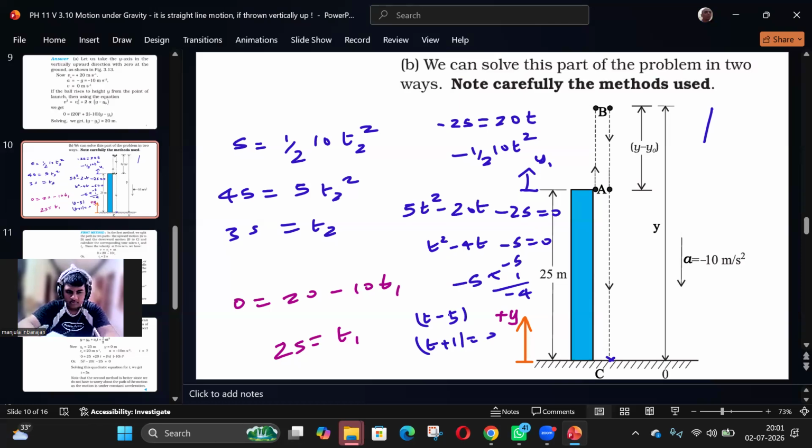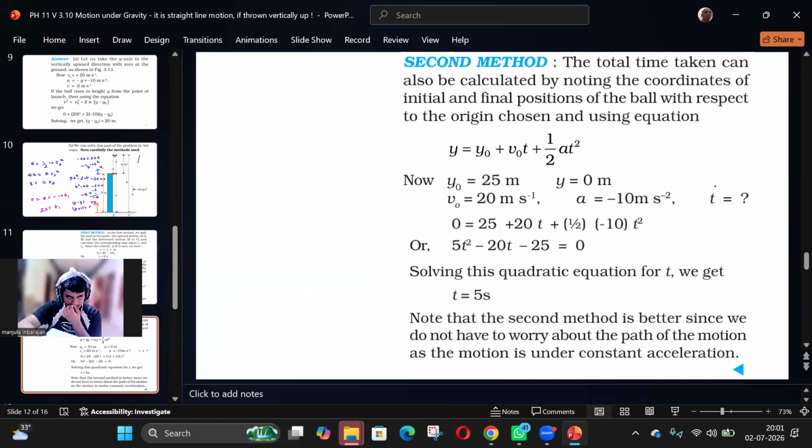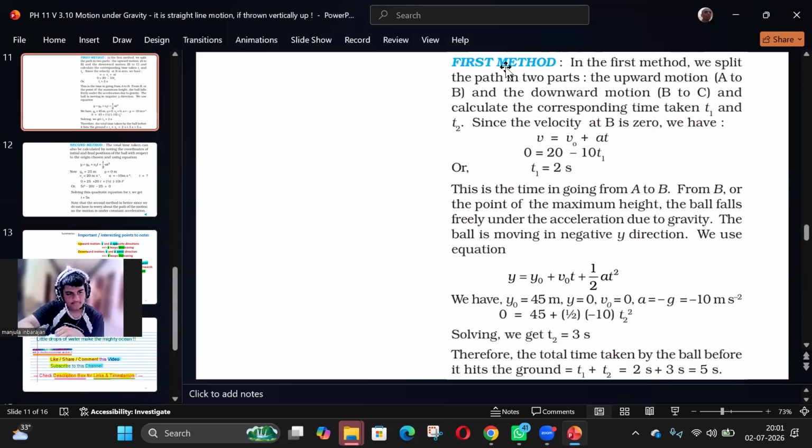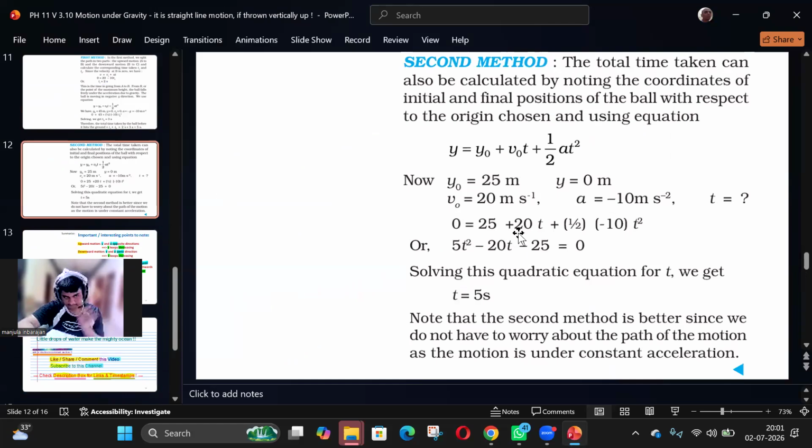So this problem can be solved part by part like T1, T2, or I can take the full time by choosing the appropriate coordinate axis. Okay, that's the second method. First method is part by part: T1, 2 seconds, T2, 3 seconds. Second method, the total time in one go.